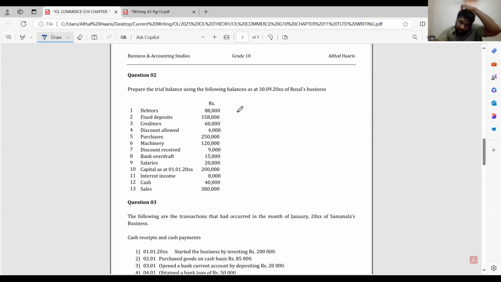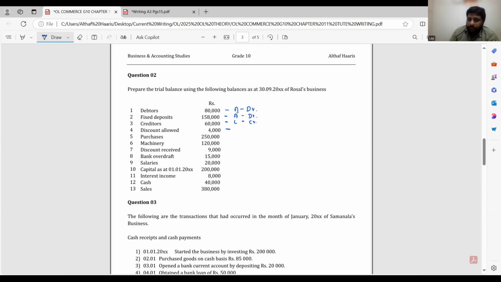Start first, write it over here. These are the first few questions that you are doing now. So first write, then prepare the trial balance. Debtors, current assets, debit. Fixed deposits, long-term assets, debit. Creditors, short-term liabilities, current liabilities, credit.